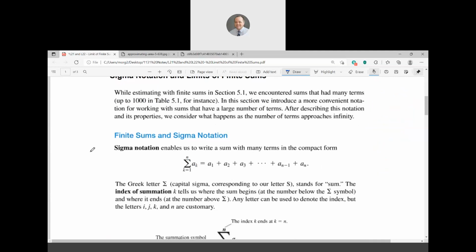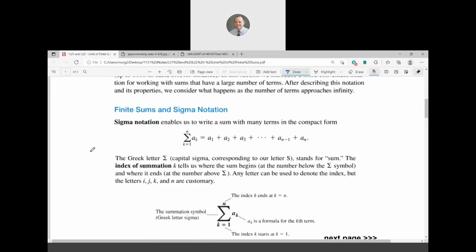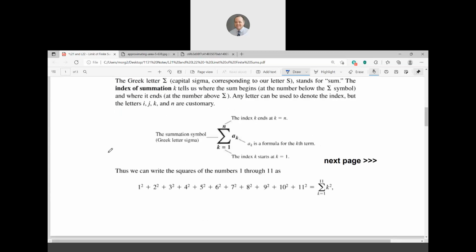Sigma notation allows us to write a sum with many terms in a compact form as seen below. As I mentioned, the Greek letter sigma stands for sum. The index of summation k tells us where the sum begins and where it ends, and the number above sigma is represented by n, as you see here.